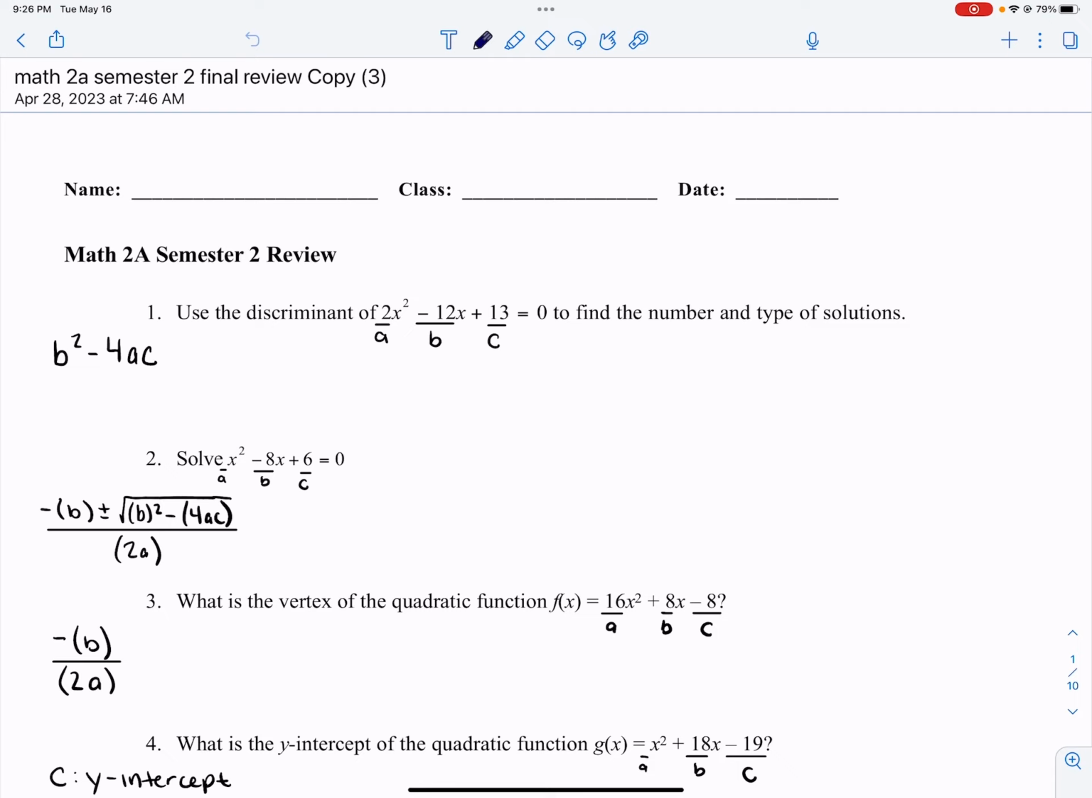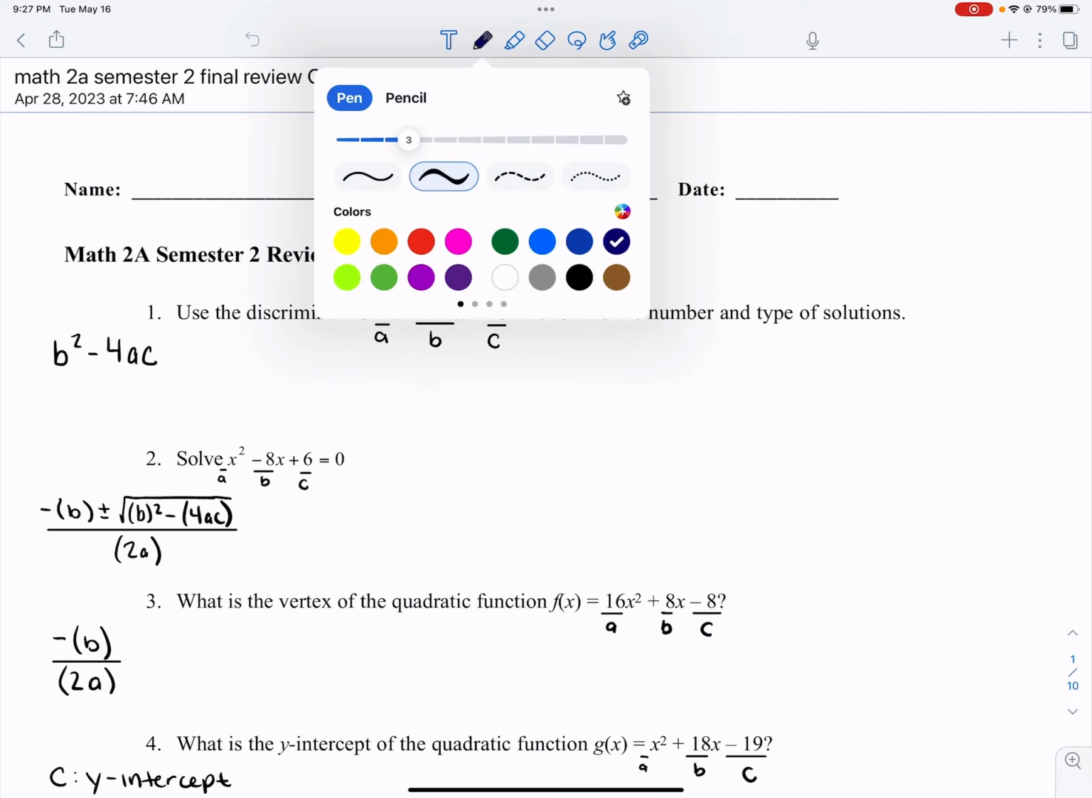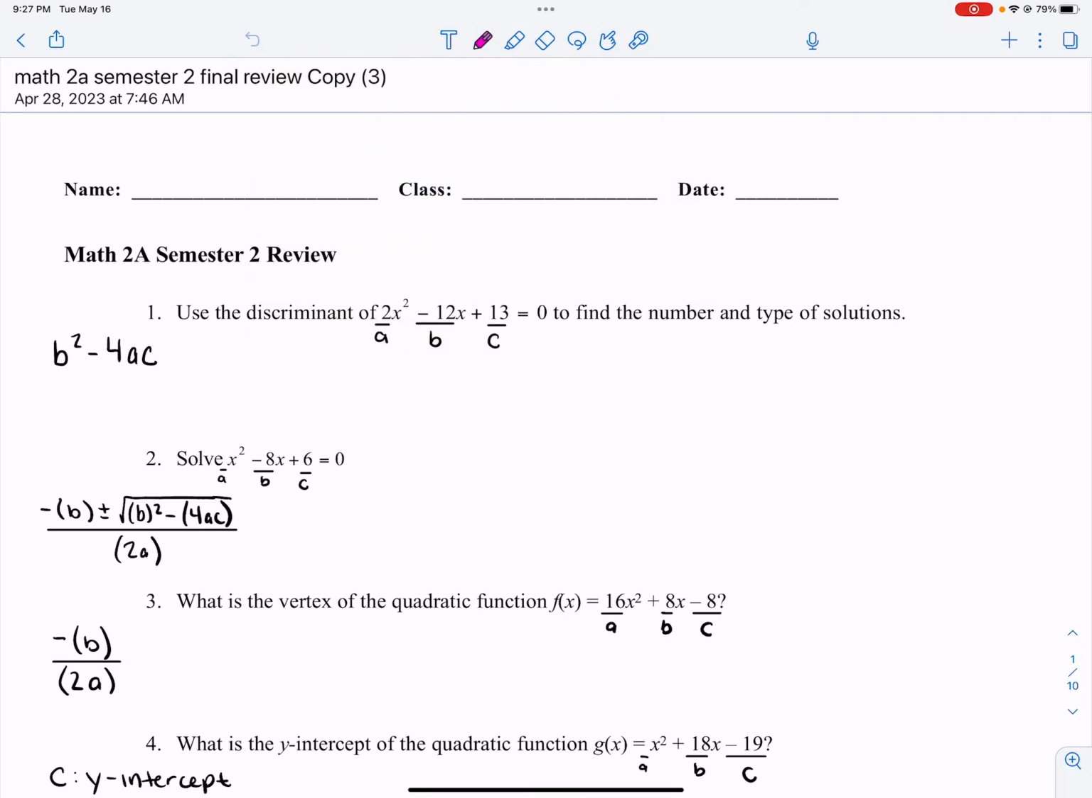So number 1, it says use the discriminant of 2x squared minus 12x plus 13 equals 0 to find the number and type of solutions. Over here I wrote down the formula that you have to use if they're asking you to find the number and type of solutions. So I'm going to use those things to plug in. My A right here is the 2, my B is the negative 12, my C is the 13.